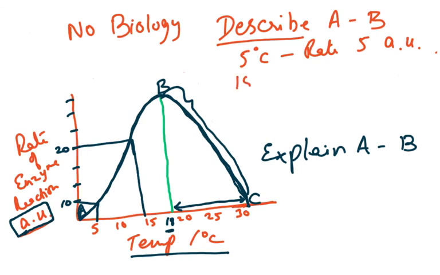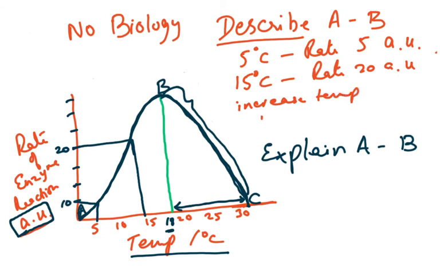Then at 15 degrees Celsius the rate was 20 arbitrary units. So it's just figures, and you just say increasing temperature increases rate. As we increase the temperature, the rate also increases. When we are writing a describe, we are not going to give any explanations. An explanation is a totally different thing. So describe A to B would just be figures which you give.